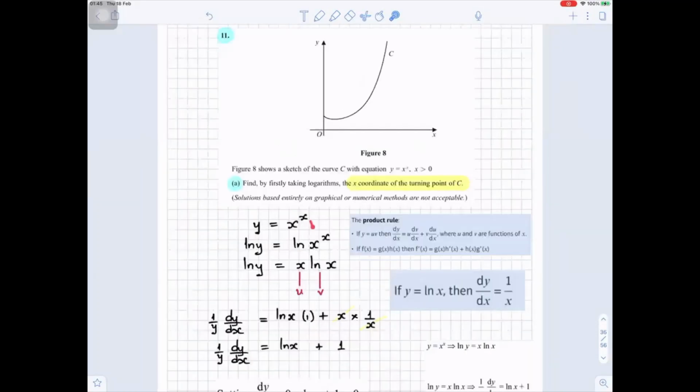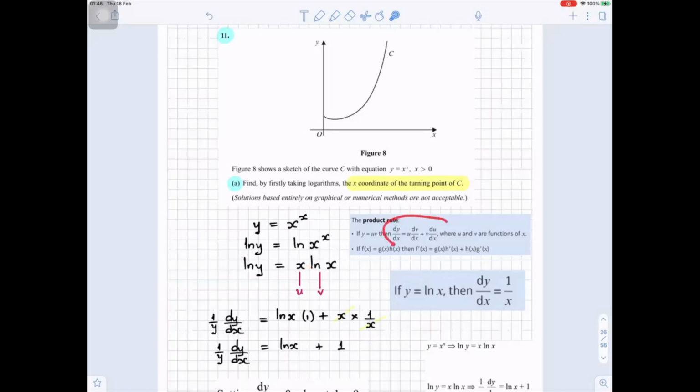So we have y equals x to the power x. We put ln, natural log, in front, so it becomes ln y equals ln x to the power x. The x comes to the front, power to the front law. So we got ln y equals x ln x. How to differentiate x times ln x?